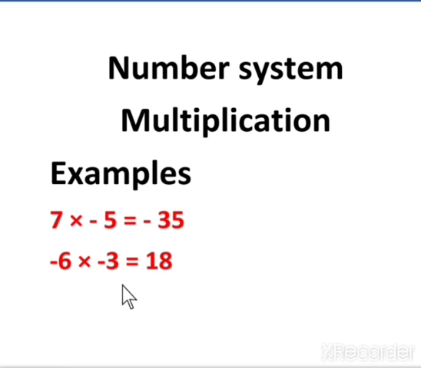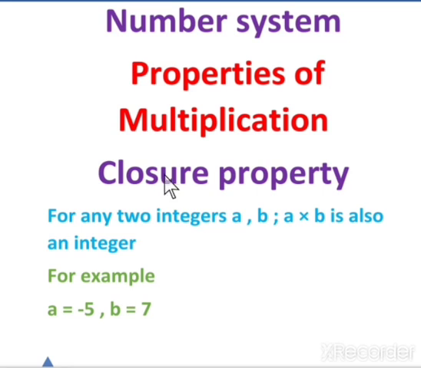Next, we are going to see about the closure property. For any two integers a, b, a into b is also an integer.